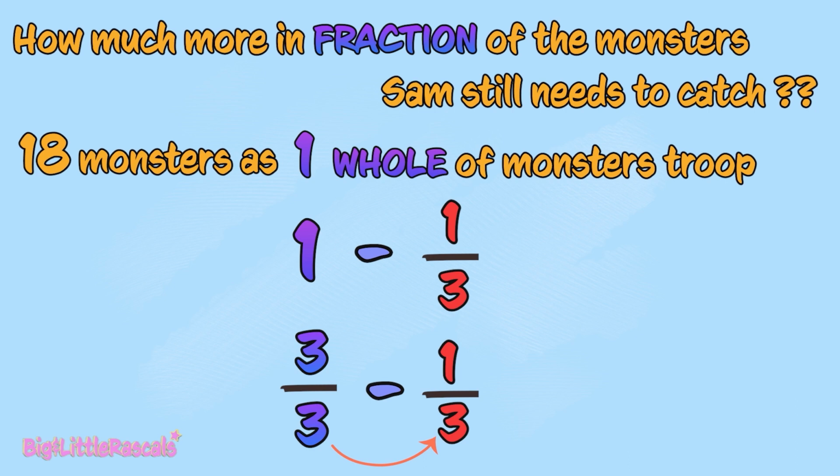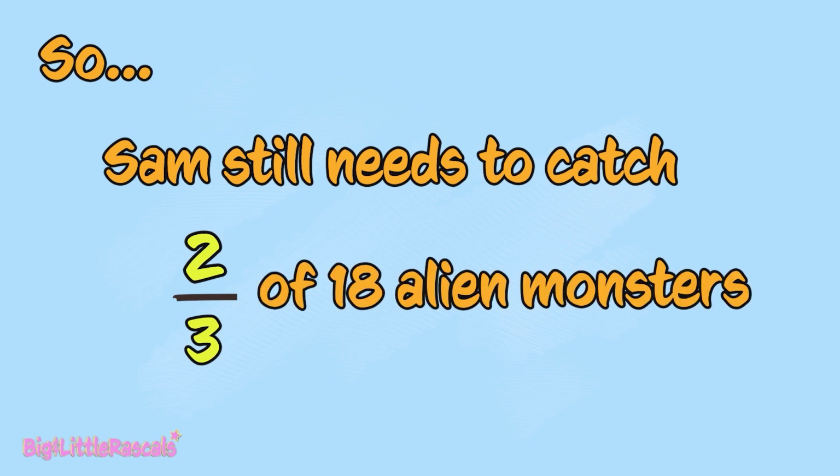The bottom number is the same, so we can subtract the fractions easily. 3 out of 3 minus 1 out of 3. First, 3 minus 1, it gives us 2. And the bottom number 3 follows here. The result is 2/3. So Sam still needs to catch 2/3 of 18 alien monsters in order to save the Earth.